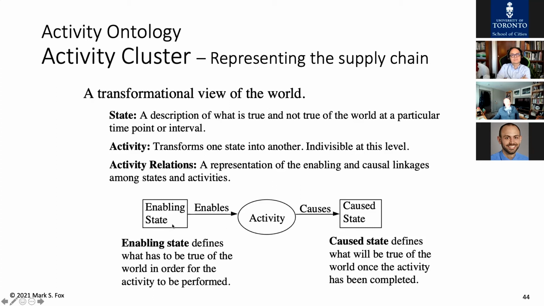This precondition could be what resources go into it, what mechanisms are being used, temperature, pressure, etc., can all be defined using this enabling state, and what is the result of that activity, whether it's cooling something down, it's transforming something, it's all captured there.